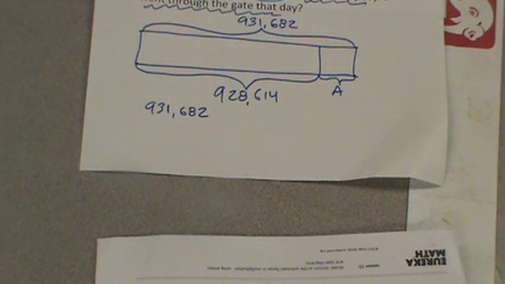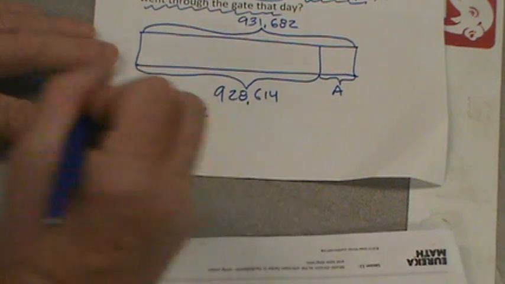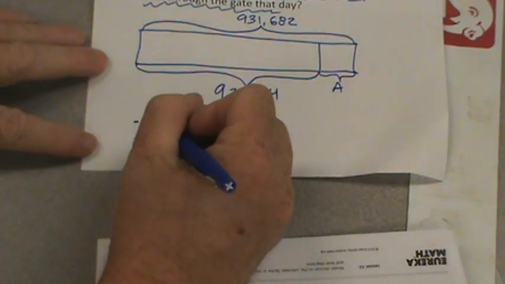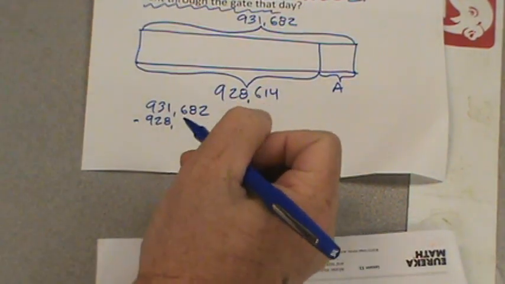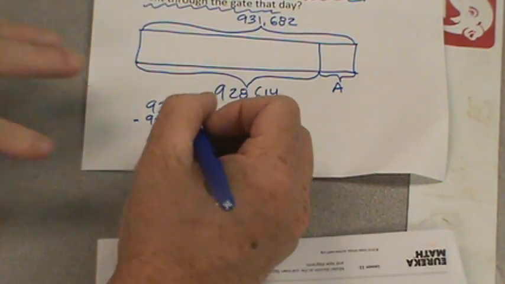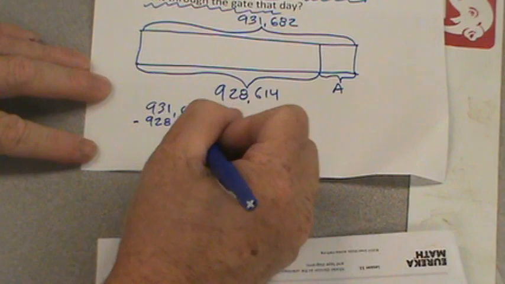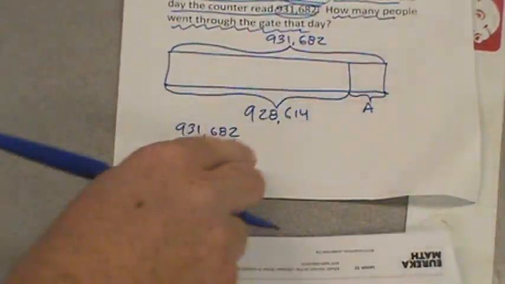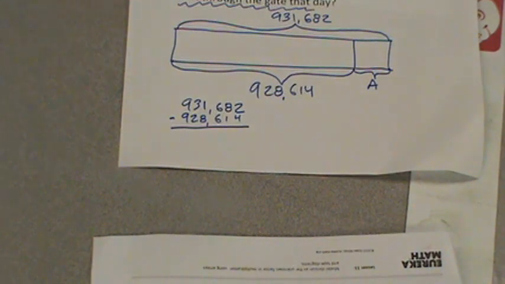And we'll subtract what the counter read the morning when the amusement park opened, which was 928,614. By subtracting, we can determine how many people showed up to the park that day. So there's our problem. If you're comfortable with this, do it.